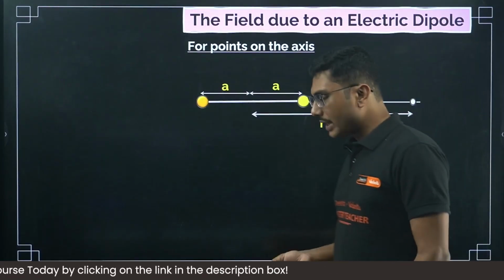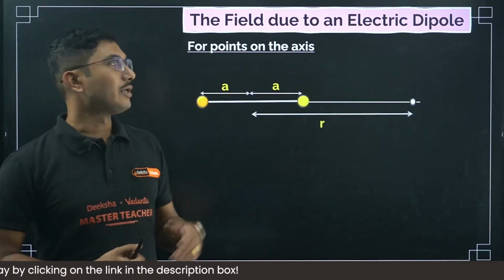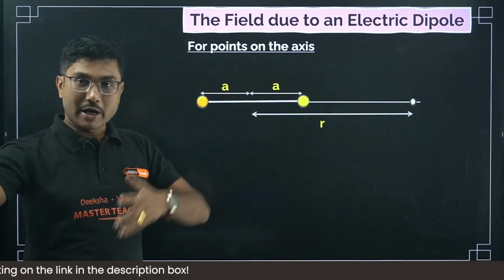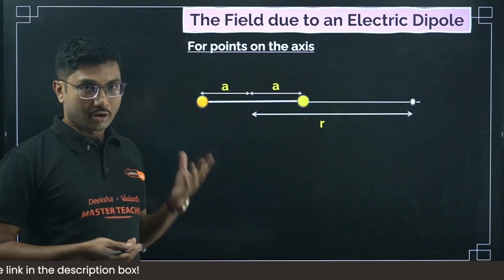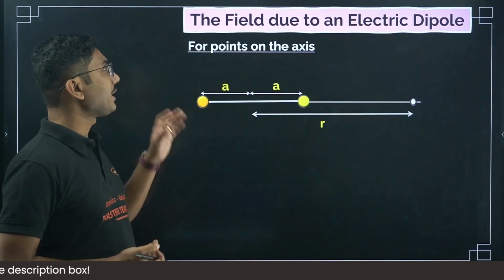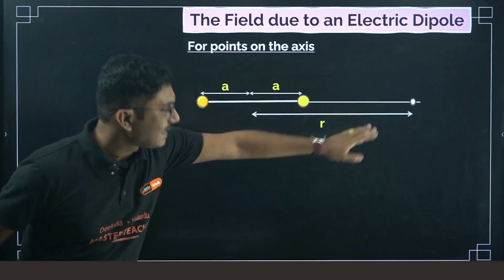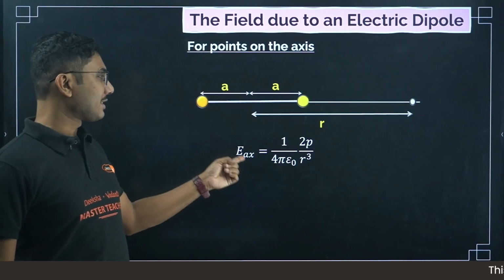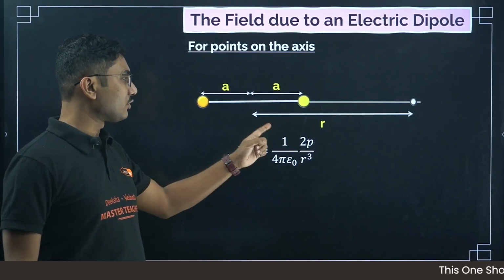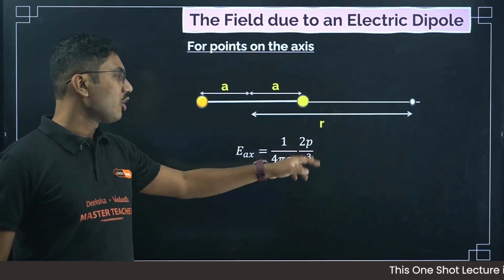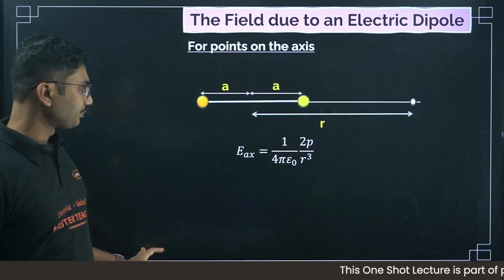Now there are two cases that you have to remember. These are the basic formulas. Derivations are part of the PU board syllabus, but obviously not for KCET or COMEDK. The field due to an electric dipole for a point on the axis is given by E axial equals 1 by 4 pi epsilon naught times 2p by r cube.